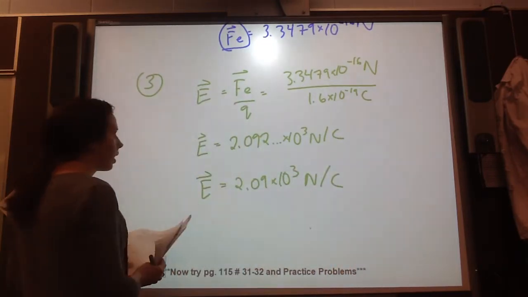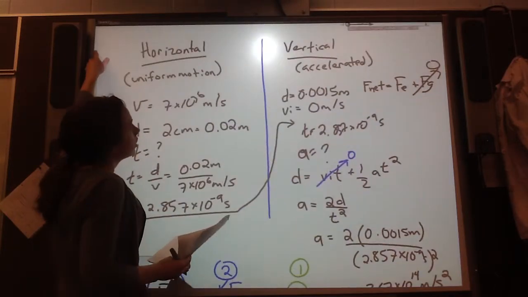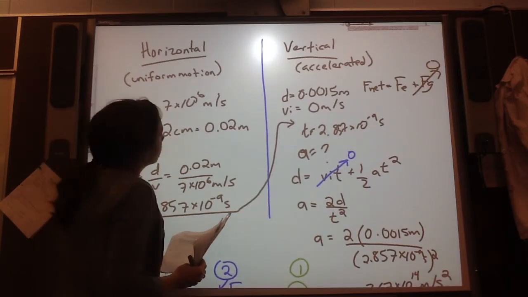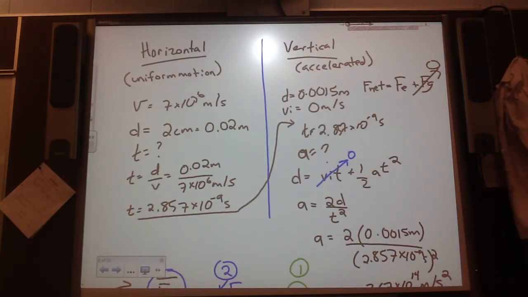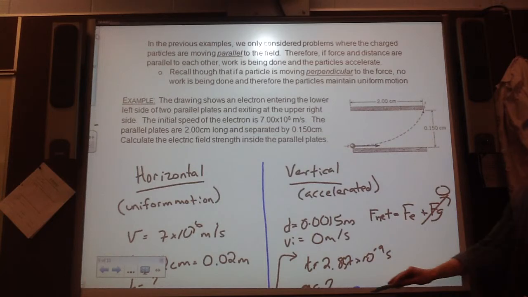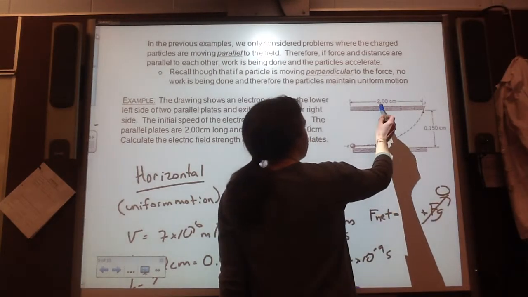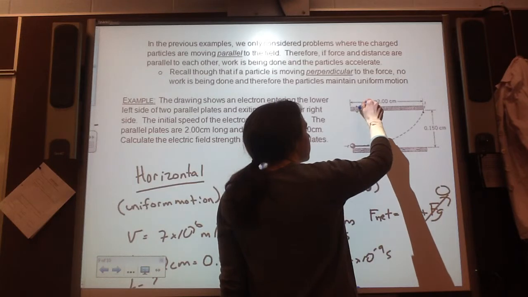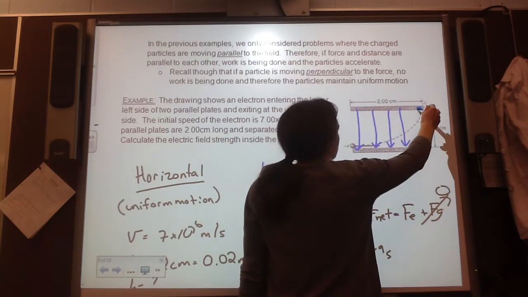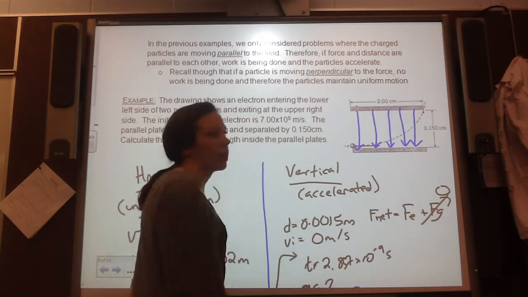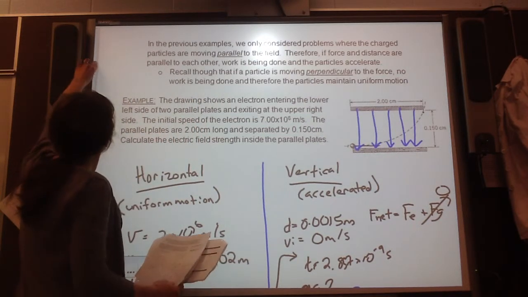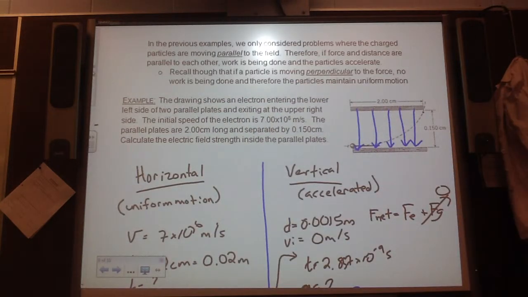Now let's look back up at our original diagram, and which way is our electric field strength going to be going? If this is positive, this is negative, it always goes away from the positive, sorry. So the electric field strength is always going to be going which way? Down. So it's going down.